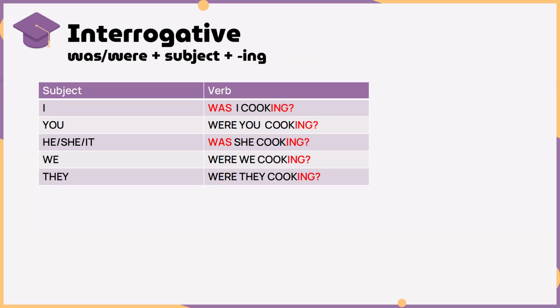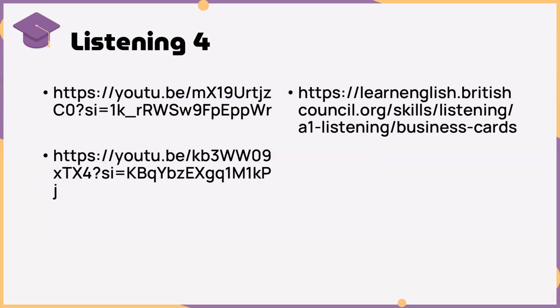Now, in the interrogative form, we have to start off the sentence with the verb always. So in this case, we're going to start the sentence with the verb was or were, then the subject, then the verb with the ing. So was I cooking? Were you cooking? Was she, he, it cooking? Were we cooking? Were they cooking? So that's the interrogative structure for the past continuous tense. Awesome. So one more time.